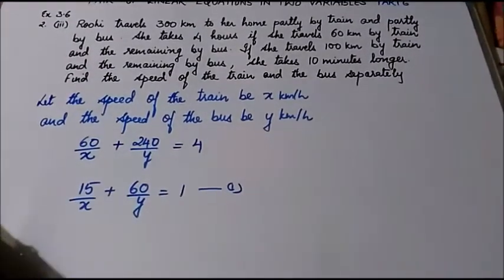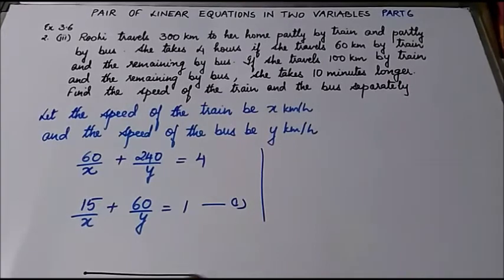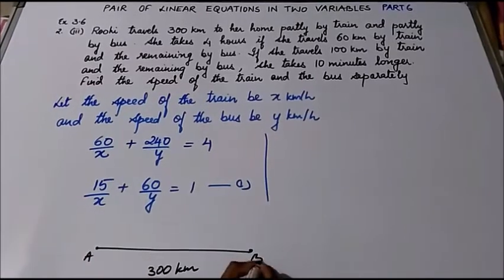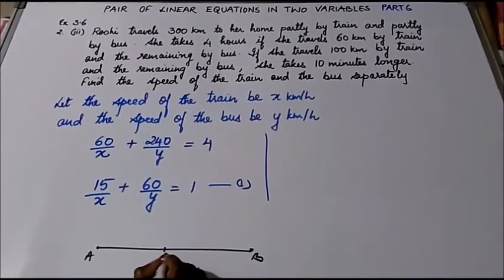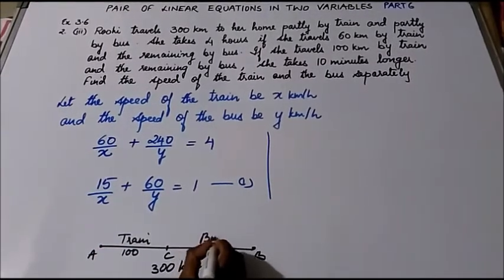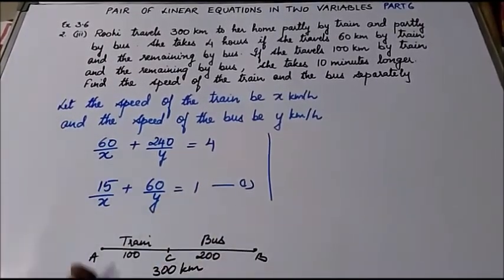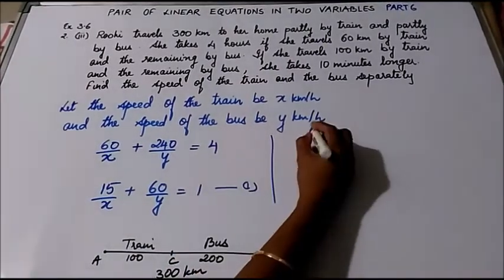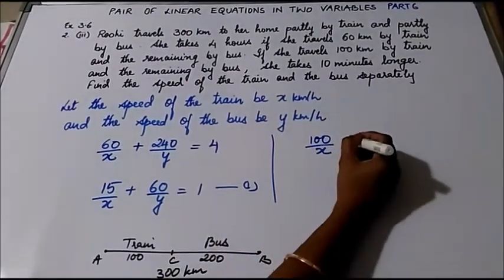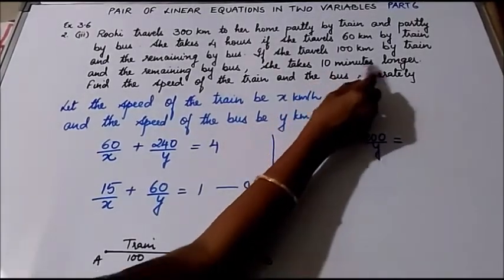In the second situation, again we have got 300 kilometers here. She travels 100 kilometers by train and the remaining by bus. How many kilometers remaining? 200 kilometers. So the time taken by the train will be, distance is 100 and the speed is x, and time taken for her to travel in the bus will be 200 by y. Now what is this total time equal to? She will take 10 minutes longer.